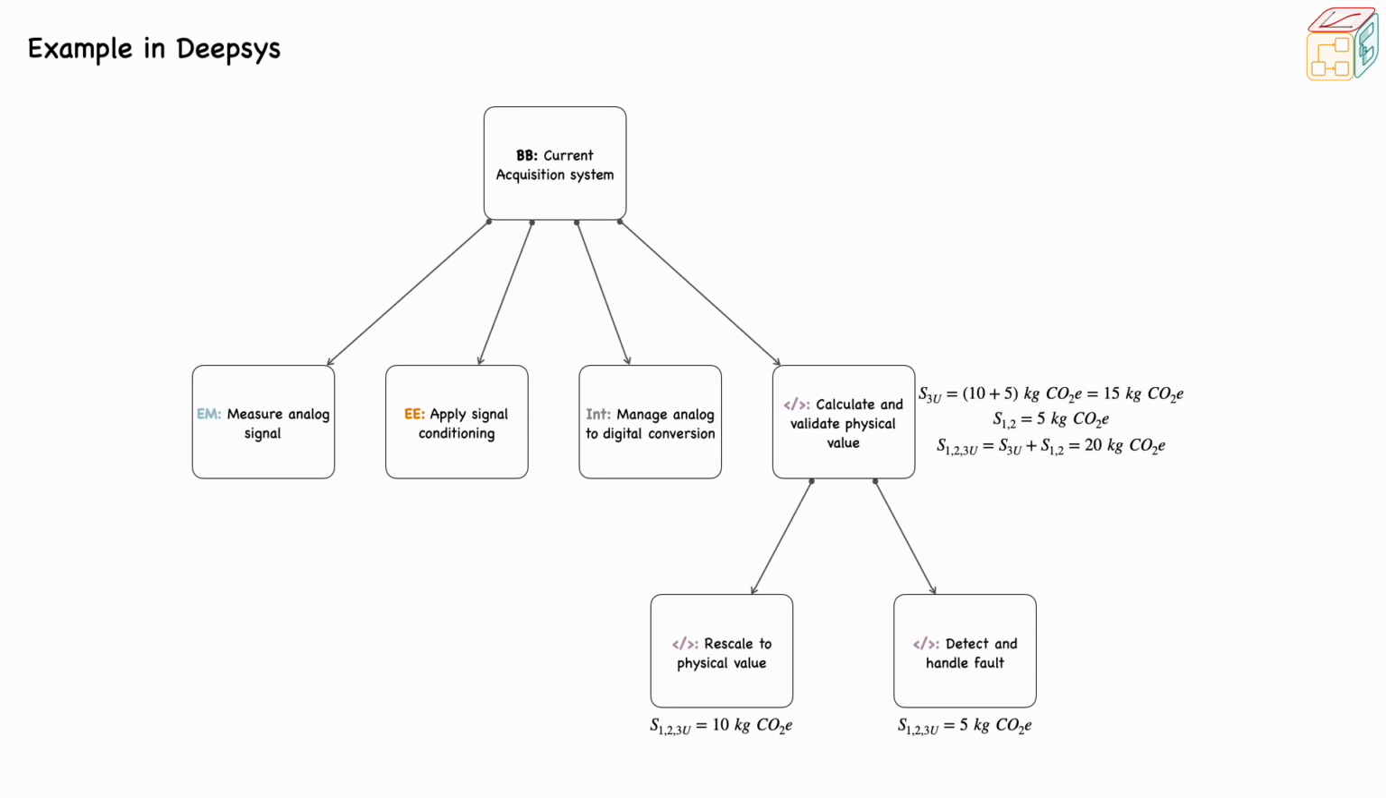The rescaling and the detection of faults have produced some CO2 due to the development phase, and everything was reported to the block comprising them, which also includes some integration steps that add some carbon footprint to the result. The same is done for the other element, and everything is reported back to the current acquisition system. So we're going to build this system in DeepSys and see how easy it can be made.